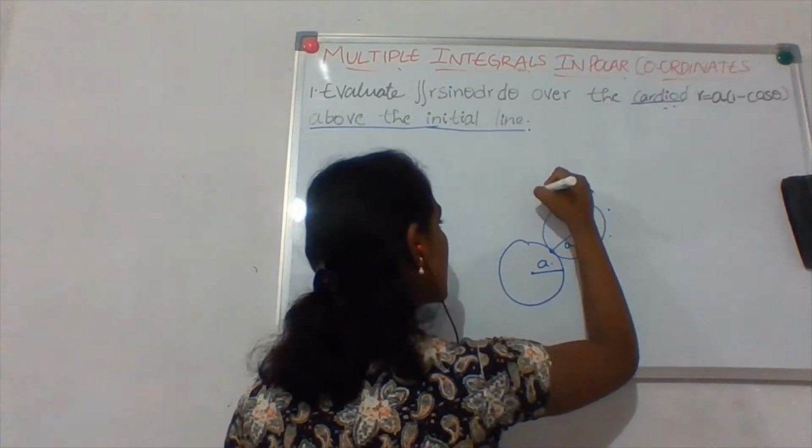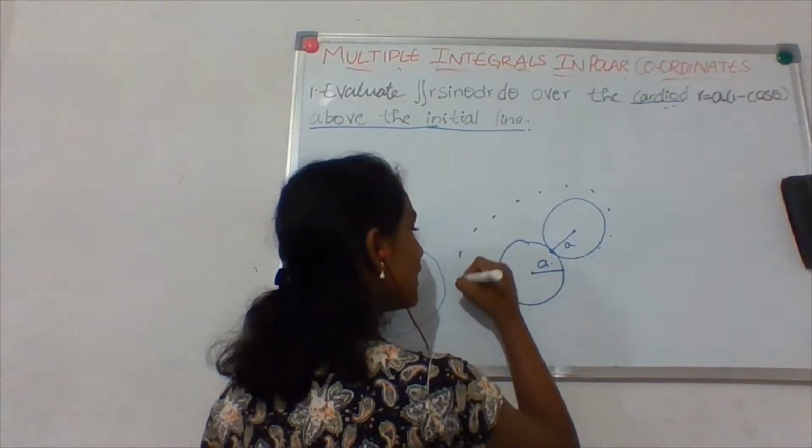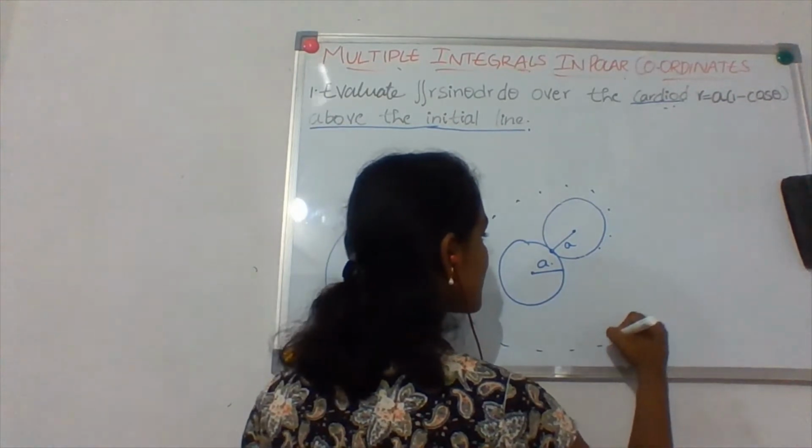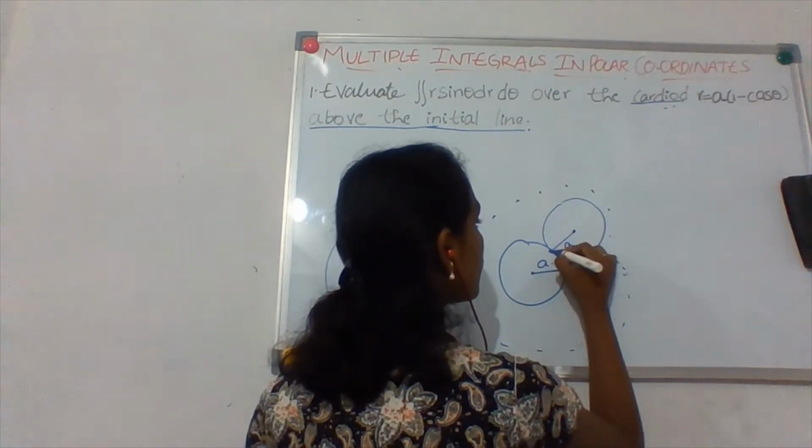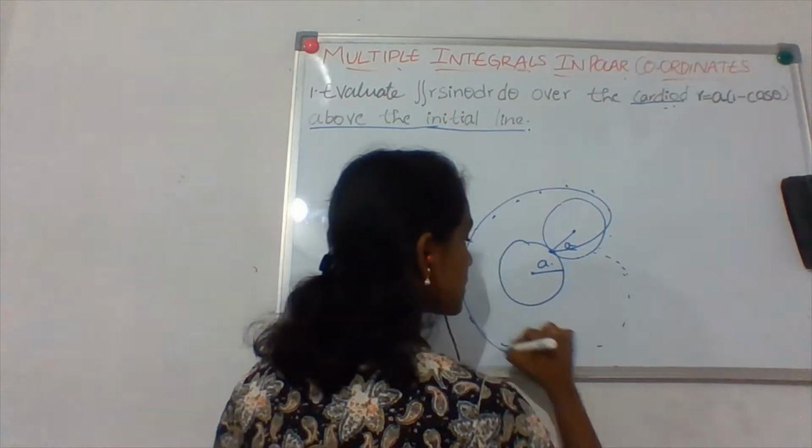The point will be rolling. If you roll the circle, the point also will be moving like this, and the locus of that point will be your cardioid. Got it? So this will be the cardioid.